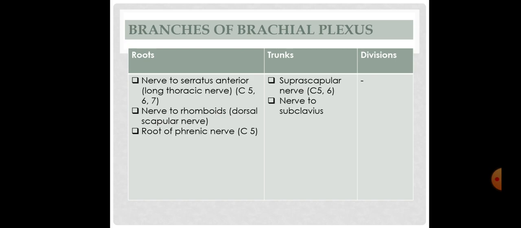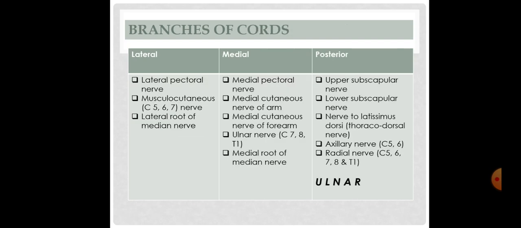So these are the branches of the brachial plexus from roots, from trunks, and no branches from the divisions. Here are the branches of the cords. Branches of the posterior cord can be remembered by the mnemonic ULNAR. Here the root value of the ulnar nerve is C7, C8 and T1.